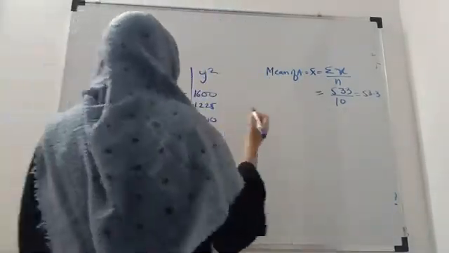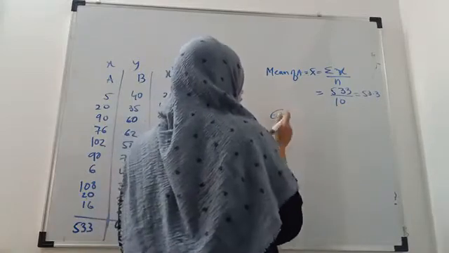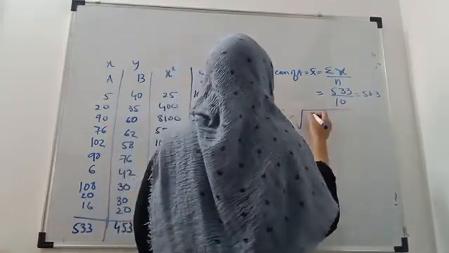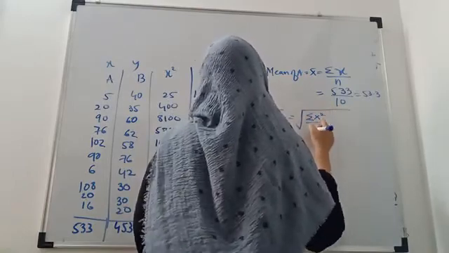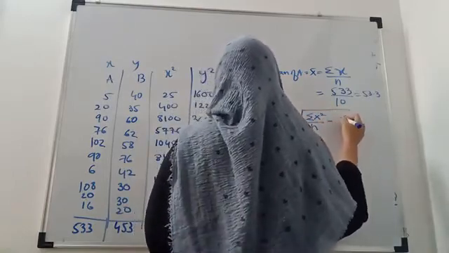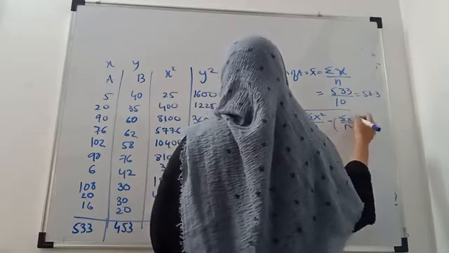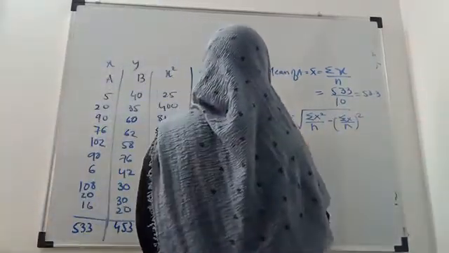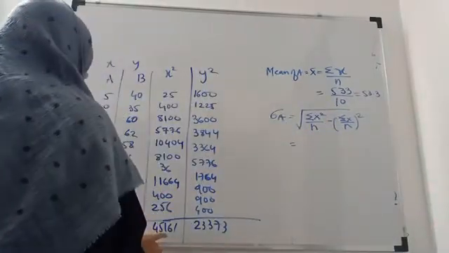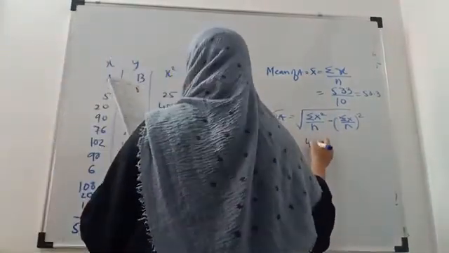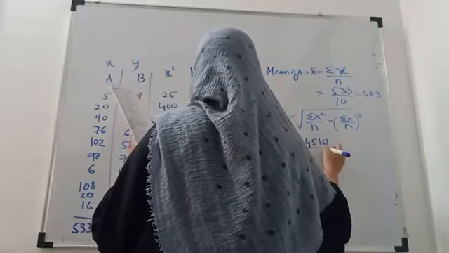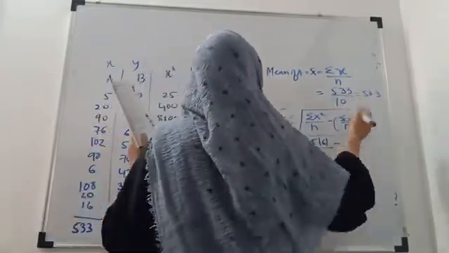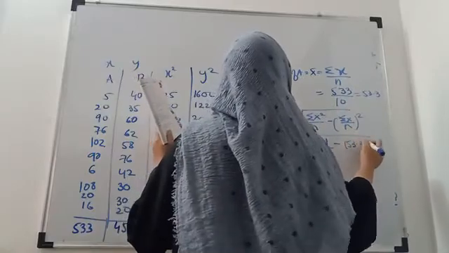So the formula for the standard deviation of A, which I am denoting by sigma A, is the square root of summation of x square upon n minus summation of x upon n the whole square, that is, the mean square. So the answer equals summation of x squares, 45161, divided by 10, minus the mean square, that means 53.3 the whole square.